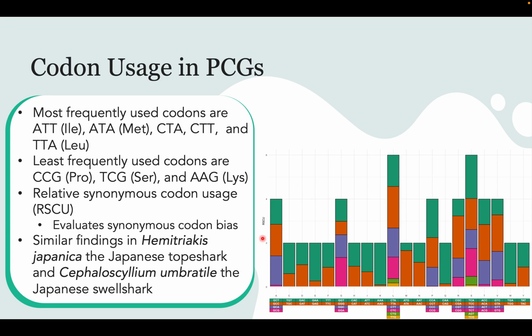RSCU stands for Relative Synonymous Codon Usage, and essentially what this does is it evaluates synonymous codon bias. And this figure here to the right is a figure depicting RSCU values. RSCU is a value where if it's greater than 1, then it could indicate that a codon is potentially being overrepresented in the mitochondrial genome. But if it's less than 1, then it can indicate that this codon is potentially being underrepresented in this mitochondrial genome.